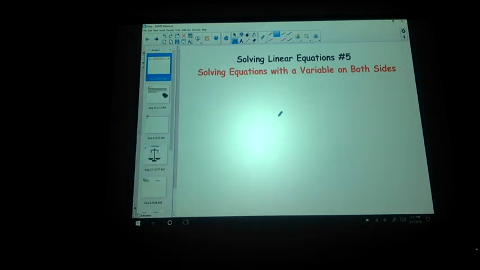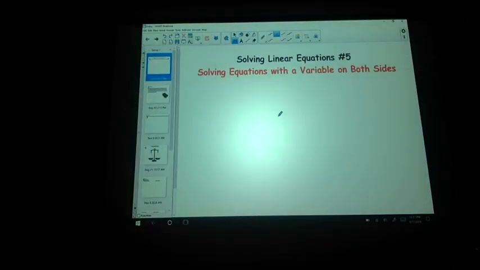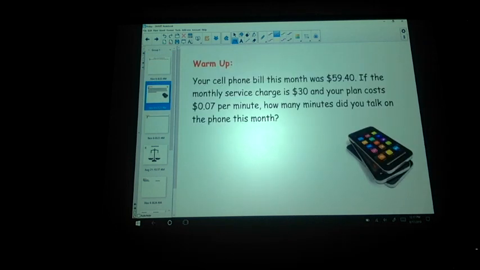Now we're going to have a variable on both sides. The fortunate thing is our variable is still going to remain a single variable. We're not going to have multiple variables in the equation. All right? So this one says, we're warming up. Your cell phone bill this month was $59.40. You have a monthly service charge of $30 and your plan costs 7 cents per minute. How many minutes did you talk on the cell phone?